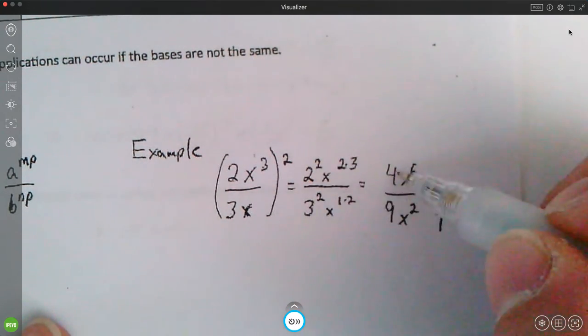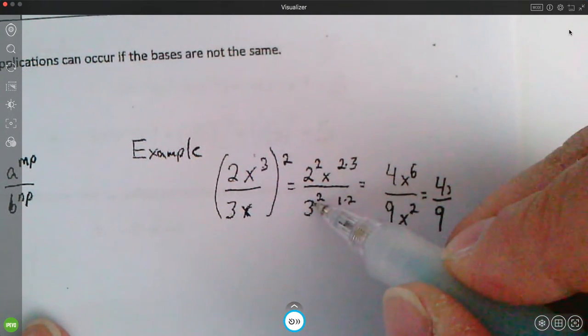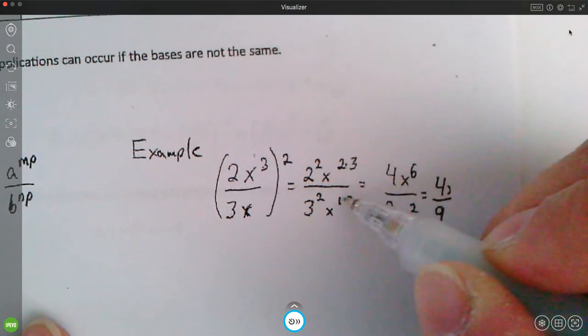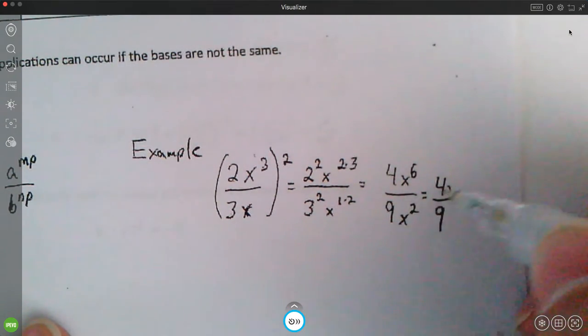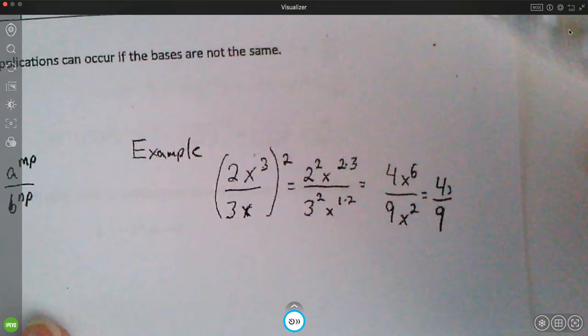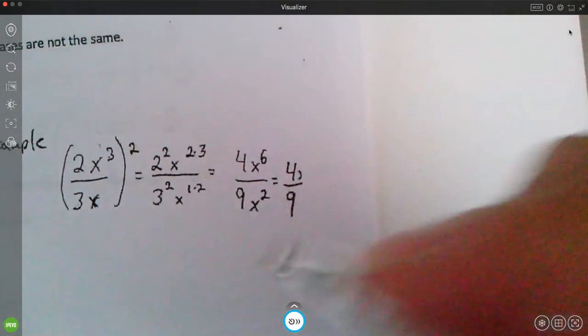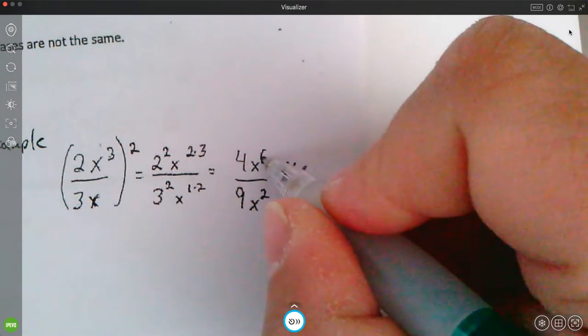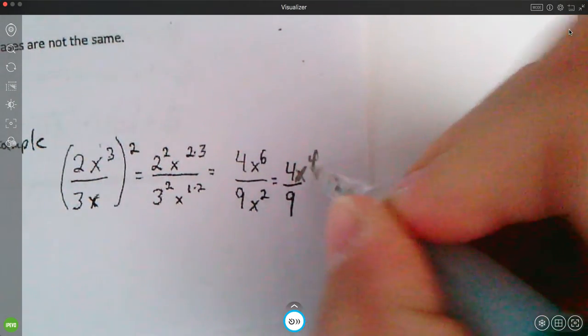So 2 to the 2 is 4. 3 to the 2 is 9. 3 times 2 is 6. 1 times 2 is 2. And then, this is the part I like. And then you can do an extra rule here. Like, combine your rules. So now you subtract these, and you're left with x to the 6 minus 2, which is 4.